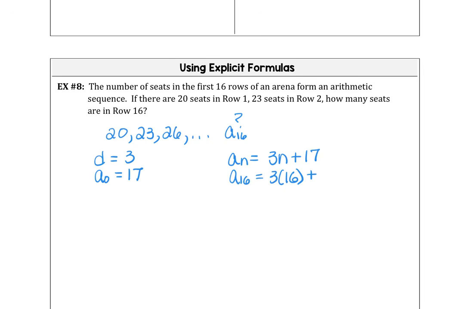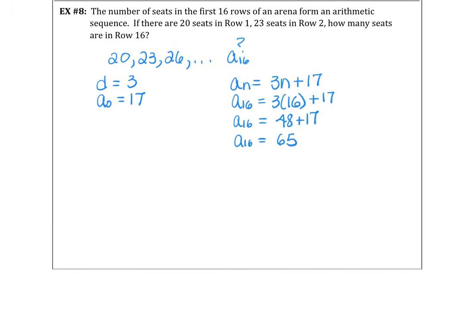3 times 16, that's 48. And 48 plus 17 gives us a total of 65 seats in the 16th row. So we could write a sentence about row 16. We'll have 65 seats in that row. Can't spell and talk and write at the same time. We'll have 65 seats. That's the end of arithmetic sequences.